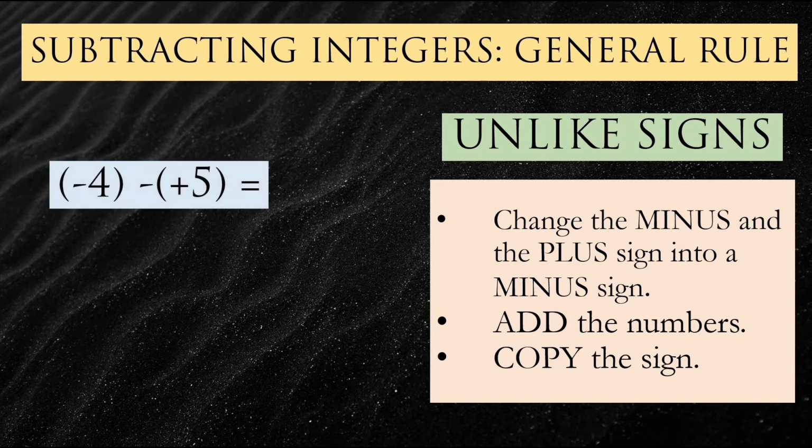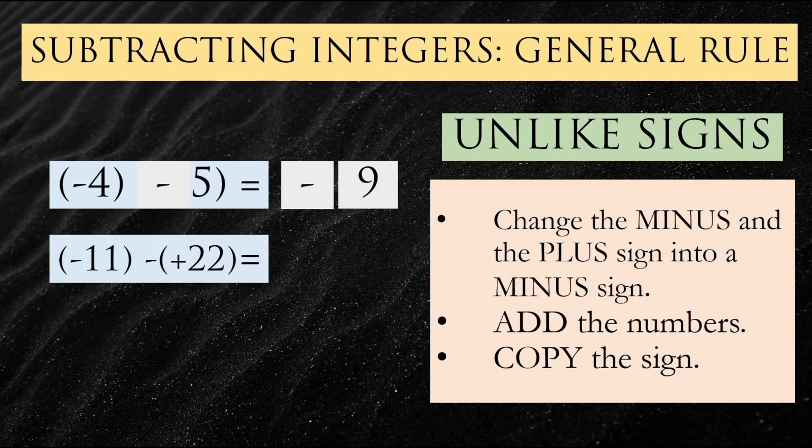So example number 1, we're subtracting -4 and +5. So again, change the minus and the plus sign into a minus sign because negative combined with positive is negative. So now we can add the numbers just like in integer addition. So 4 plus 5 is 9 because they are now like sign, and then just copy the sign. So your answer is -9.